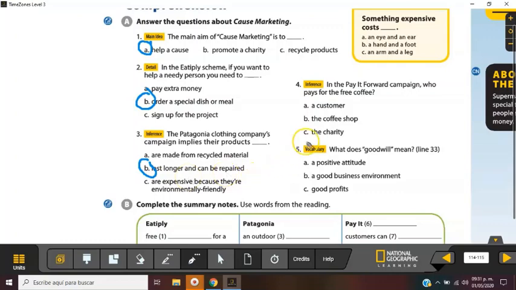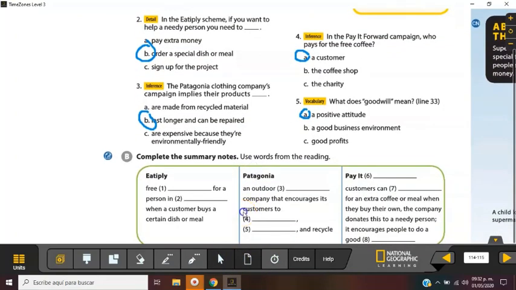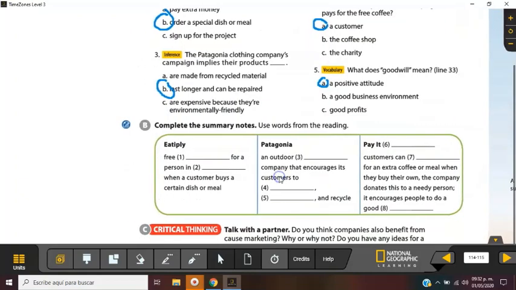4, in the Pay It Forward campaign, who pays for the free coffee? Customer, the coffee shop, or the charity? Yes, the customer. And 5, what does goodwill mean? In line 33, it refers to a positive attitude, a good business environment, or good profits. Yes, a positive attitude. That's the answer. Now, continue with the next exercise. I want you to pay attention to this one. This is the last one.